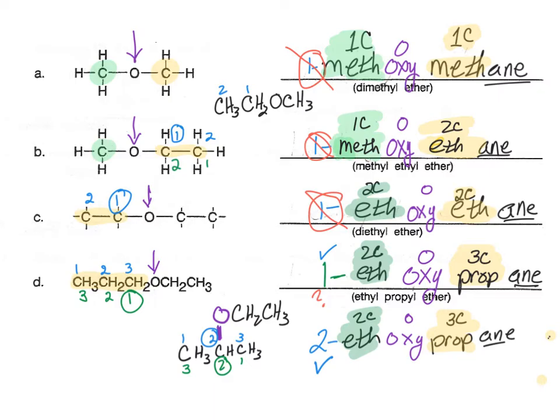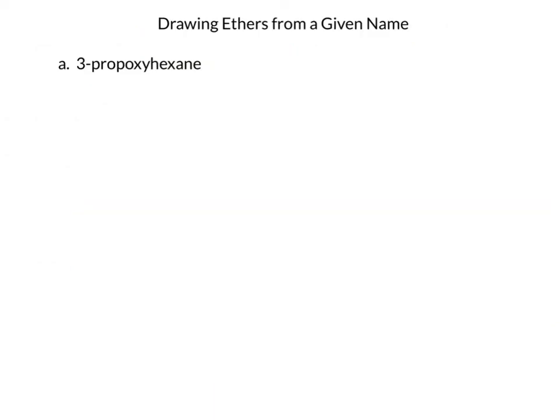Now, let's try to draw some. Drawing ethers is fairly easy. Reading the name, we can see that there's an oxygen in the middle of it, so that tells us that it's split in 2. For compound A, we have 3-propoxyhexane. That tells us that the 2 parts are propyl and hexyl. So we got something with a 3-carbon chain and something with a 6-carbon chain. The second name is hex, and that tells us that the longer of the 2 is 6 carbons.